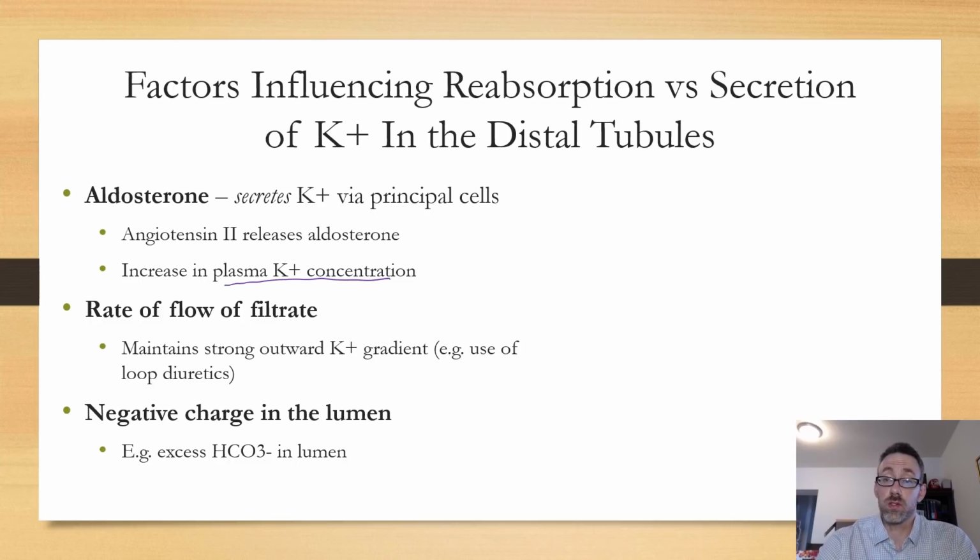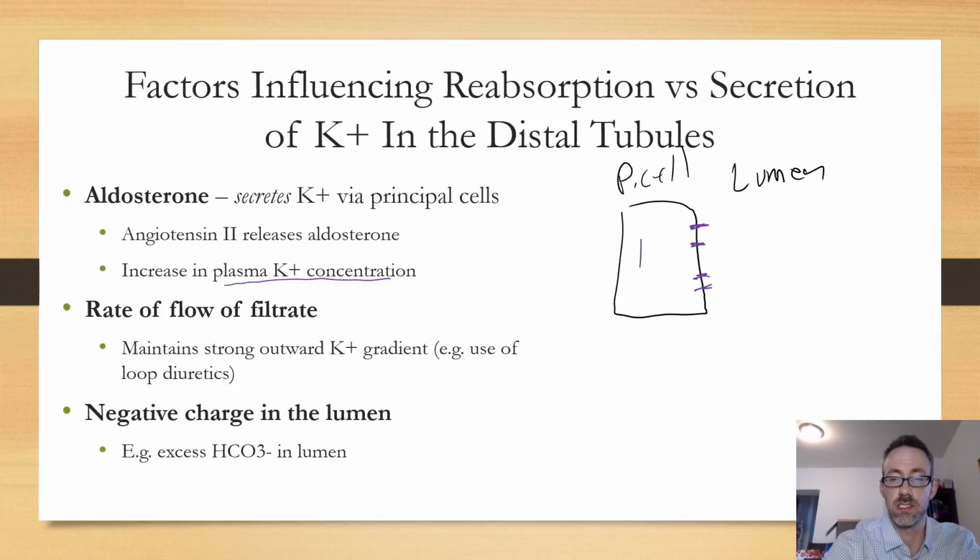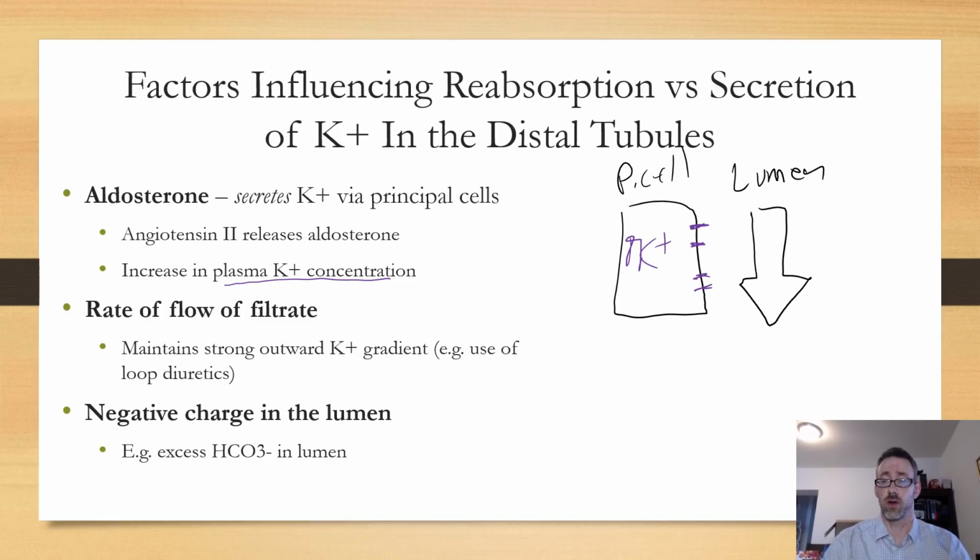Rate of flow can also influence potassium secretion. So if I have my principal cell here, we'll call this the P cell, and this is the lumen over here. I'm going to put some potassium channels on the apical surface, and we have a high amount of potassium inside these principal cells thanks to the sodium-potassium pump. Let's say in the lumen I have an increased flow rate. This is the volume that's moving past these principal cells over time.